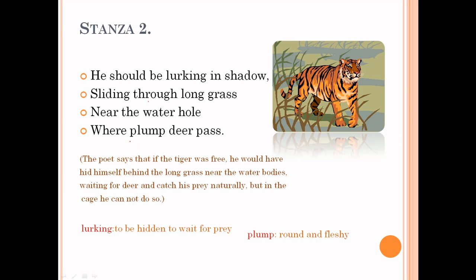And there is the use of alliteration, means use of a consonant sound at the start of a word, as the sound of P, where plump deer pass. So here is a use of alliteration.